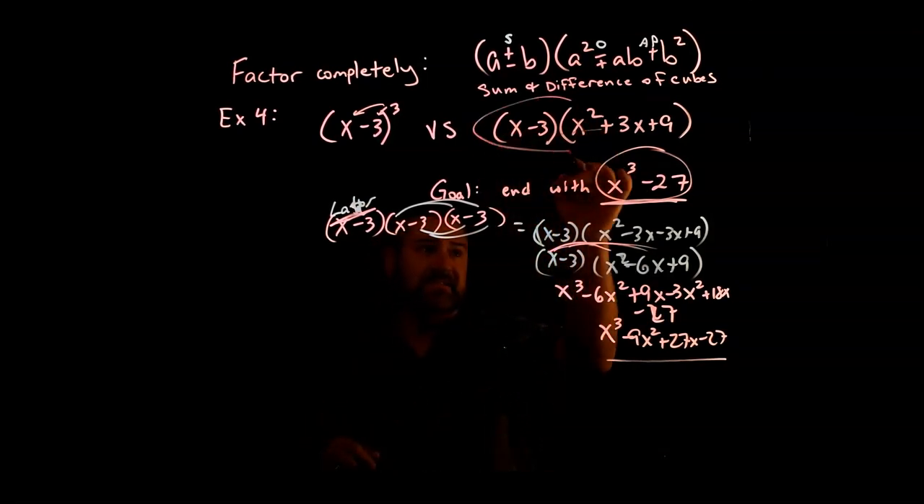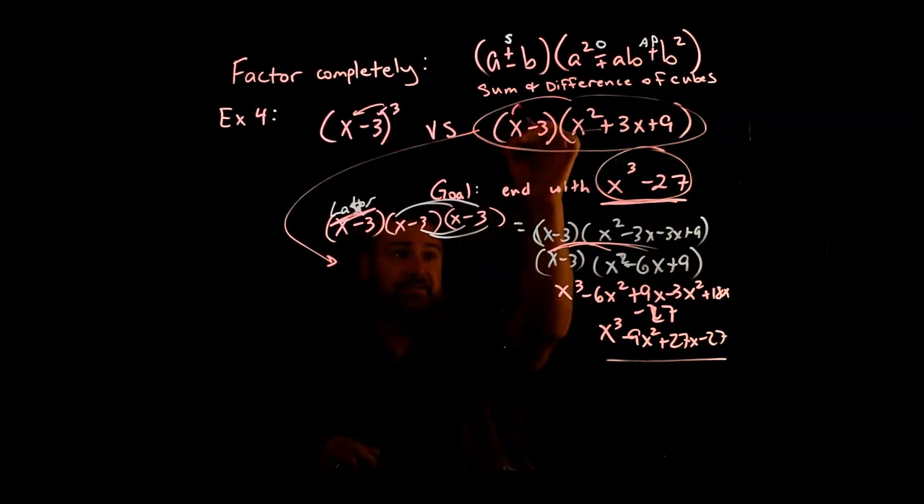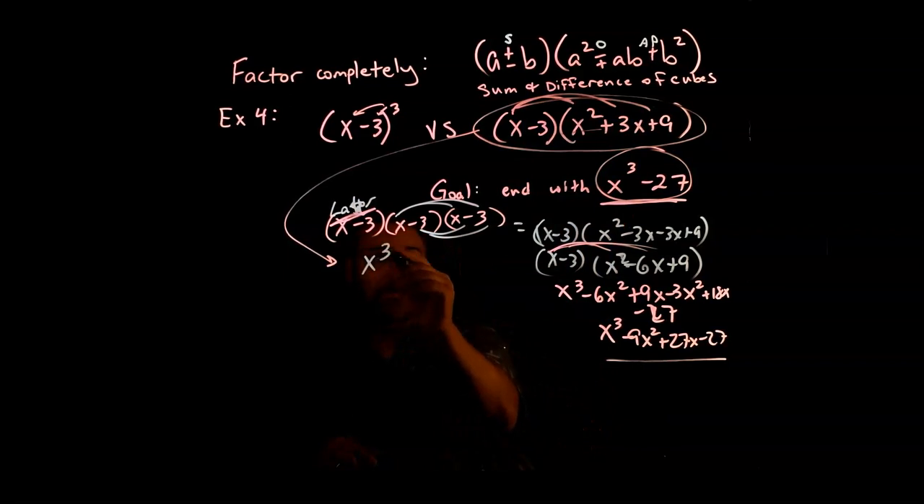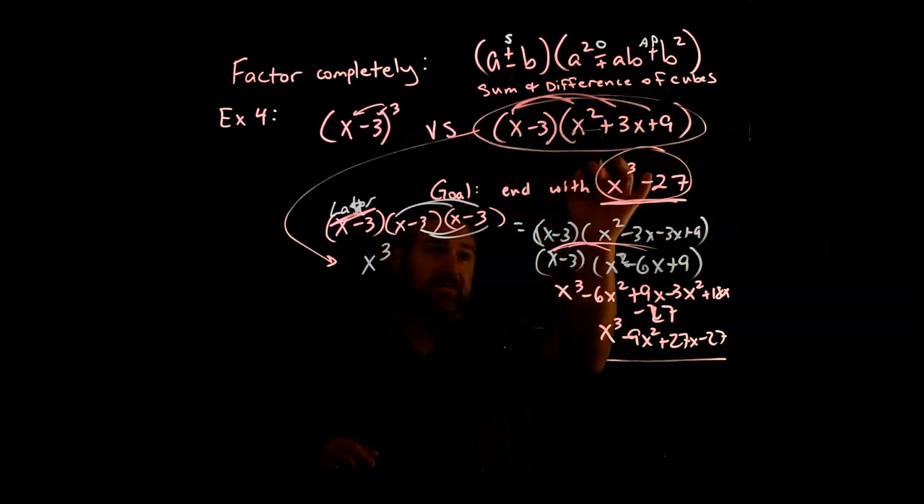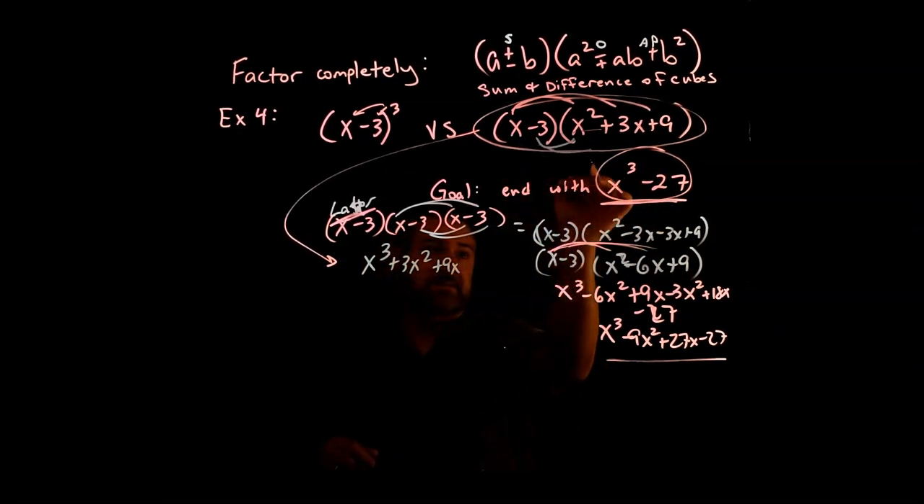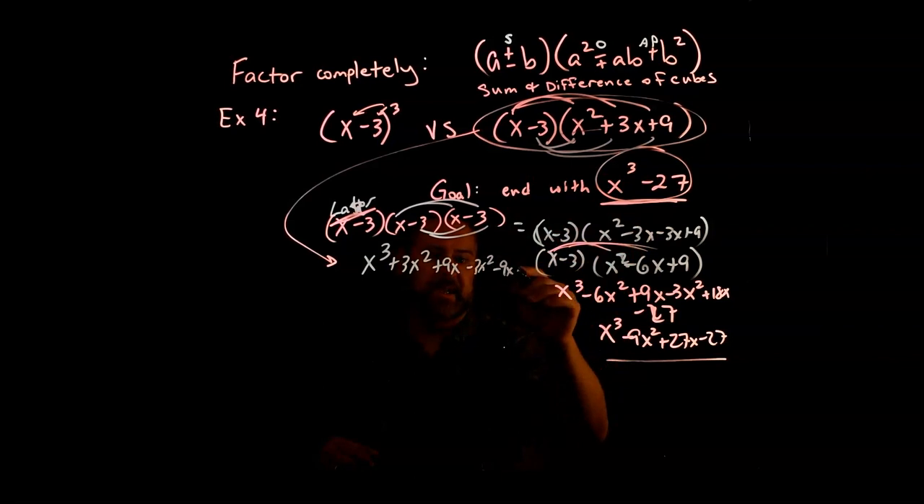So let's take this, and I know the board's getting busy here, so thanks for rolling with it. Let's distribute this, and this. That will be x to the third power, and x multiplied by 3x is plus 3x squared. x multiplied by 9 is plus 9x. Distribute this way: minus 3x squared, minus 9x, minus 27.